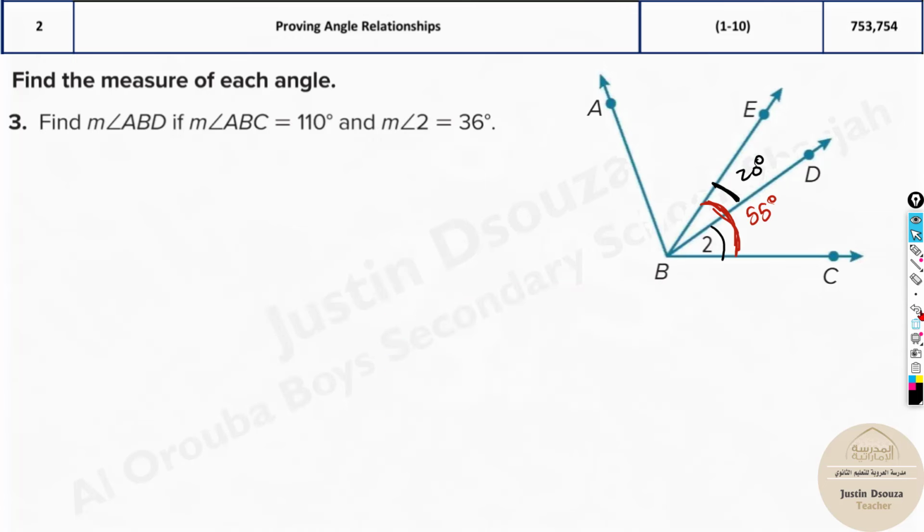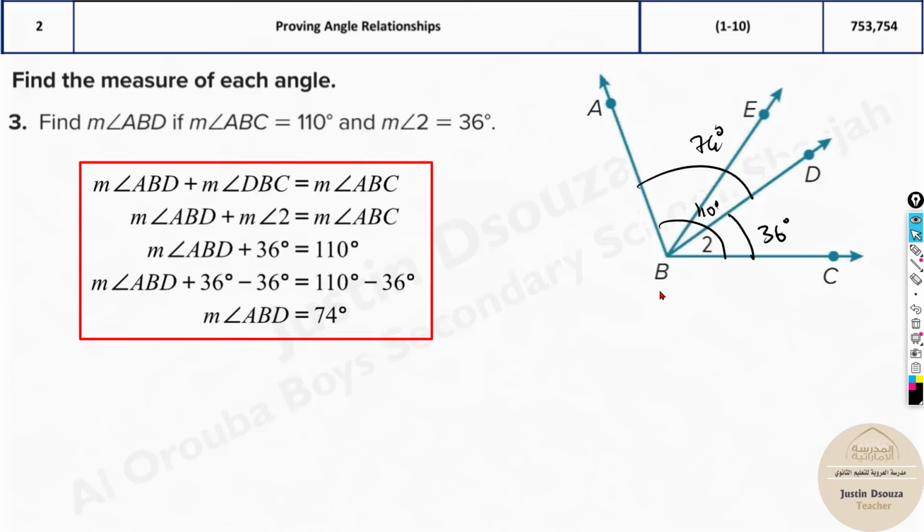What about this one? The same figure again. Please try to figure out them by yourselves. You can pause the video, solve all of them by yourself, and then check the answers. ABC, again, the total is given to be 110 degrees. Second measure is given as 36 degrees. What do we have to find? ABD. So the total minus this 36 will be ABD. So it will be 74 degrees. That's the answer over here. 110 minus 36.